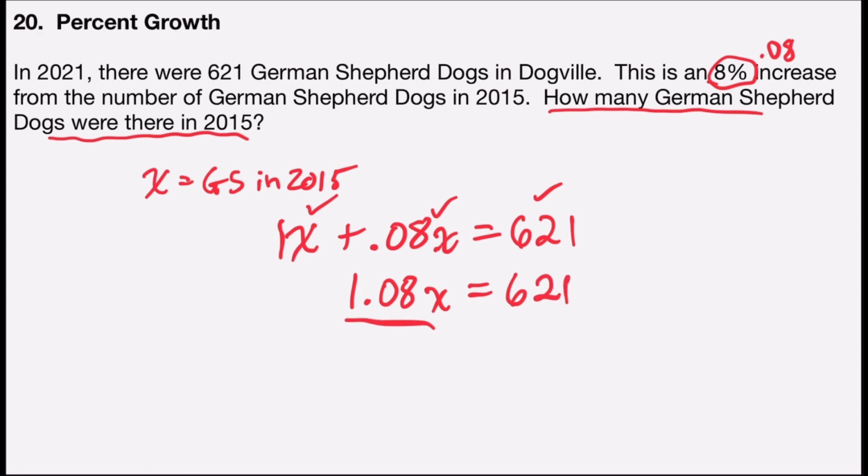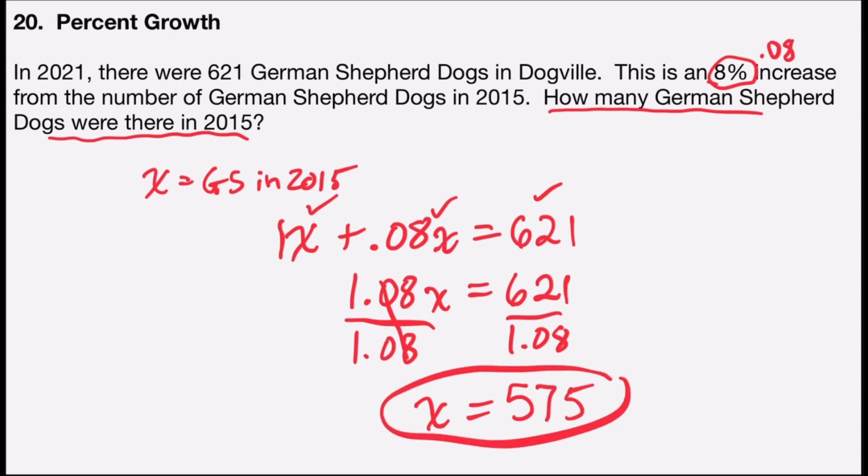Then I'm going to divide both sides by 1.08 in order to make my coefficient equal to 1. 1.08 divided by 1.08 is 1x, or as some people say, it cancels out. And 621 divided by 1.08 would give me 575 German Shepherd dogs in 2015.